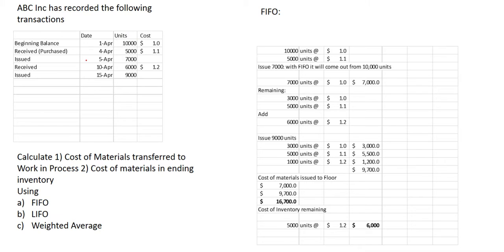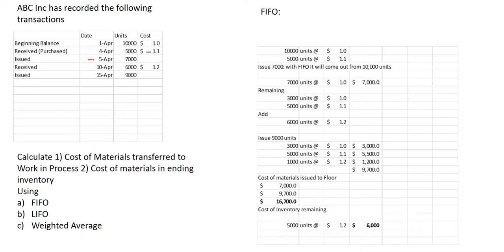So in the example we have a beginning balance on the 1st of April of 10,000 units, and the cost per unit is $1. Then we receive on the 4th 5,000 units, and the cost slightly increases to 1.1.